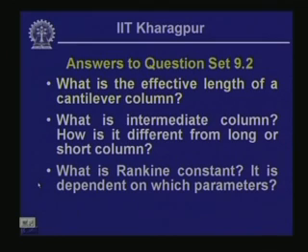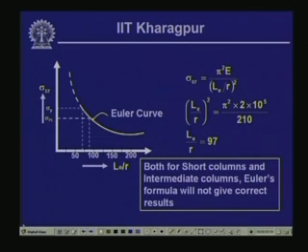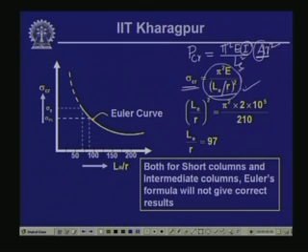So, this is the answer for the first question. The second question is, what is an intermediate column and how is it different from a long or short column. If you remember, we had discussed the aspects of short columns, the aspects of long columns, and then we had defined what is an intermediate column. Coming back to Euler's critical load, P_CR is equal to pi square E I over L_E square, and I we had represented in terms of the cross-sectional area and radius of gyration, A r square. If I divide P_CR by A, this gives us sigma critical. So, the critical stress is equal to pi square E over (L_E by r) square.